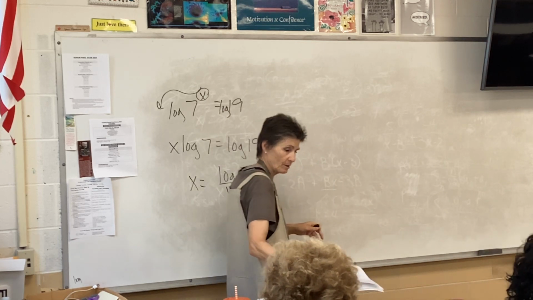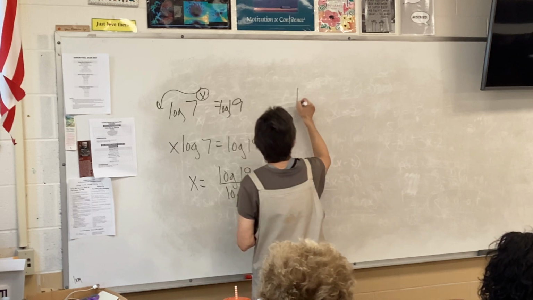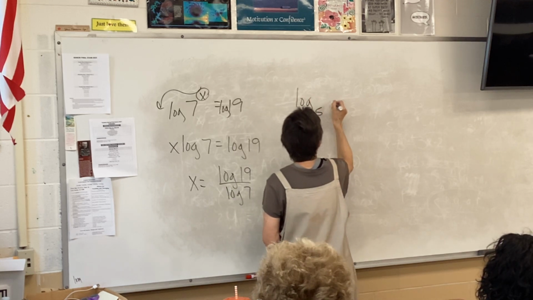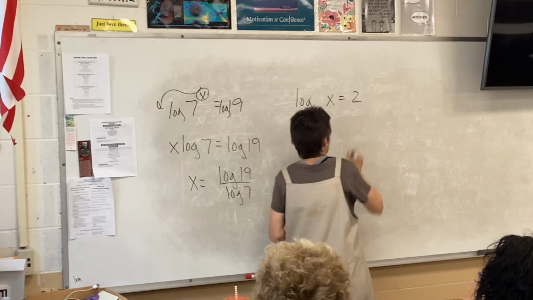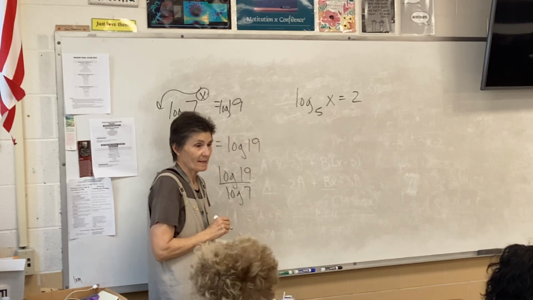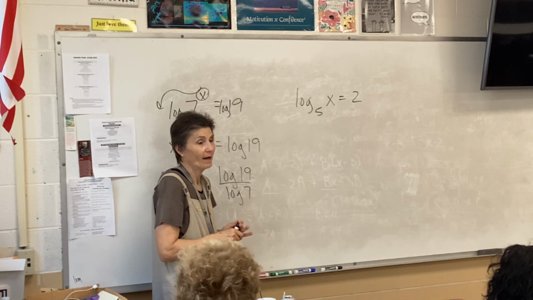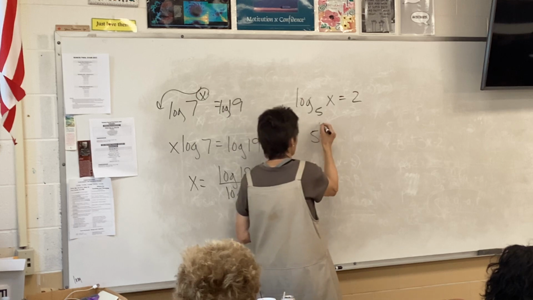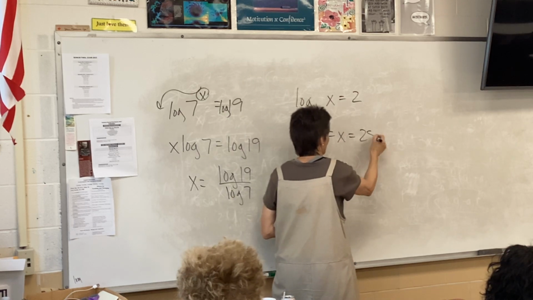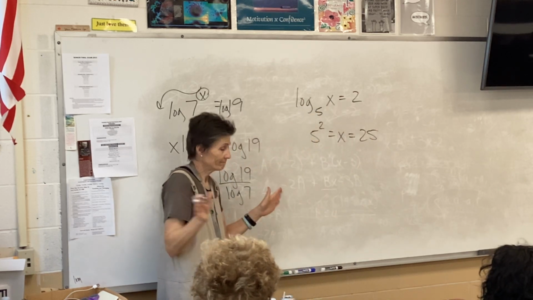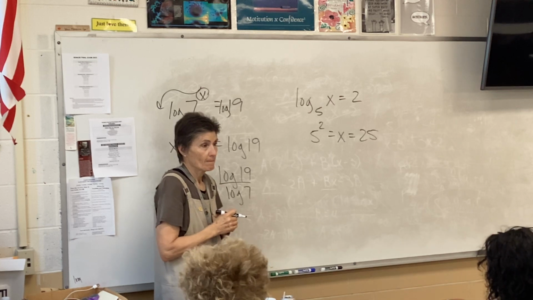Okay, yeah, your test isn't going to have anything that complicated. Yours is going to have something on it like this. So what do we do with that? It's 5 to the second equals x, so x equals 25. That's it. Okay? All right.